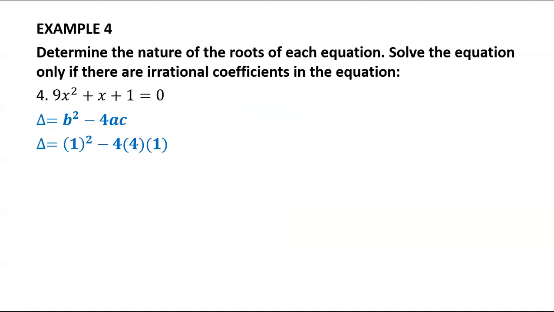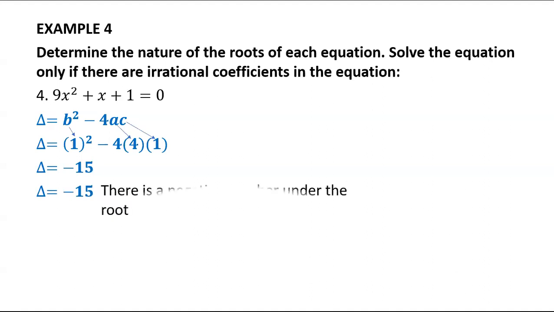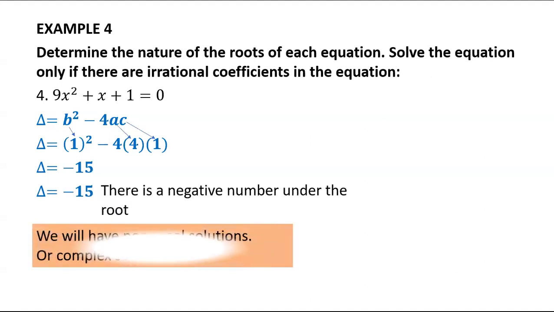I will end up having -13, I think. No, -15. And -15 means that delta is negative. And the fact that delta is negative tells you that we will not have real solutions. There is a negative number under the root, so we'll have non-real solutions or complex solutions.